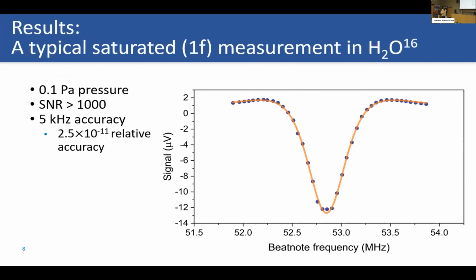So to show us that the setup is indeed working correctly, these are some typical ordinary measurements in water. Water is a nice benchmark molecule, giving some strong resonances. Here we recorded at a low pressure, and in a single scan, only taking a few minutes, we can already easily get a signal-to-noise of 1,000 and accuracies of around 5 kilohertz for a single scan. This is then the 1F measurement, of course.